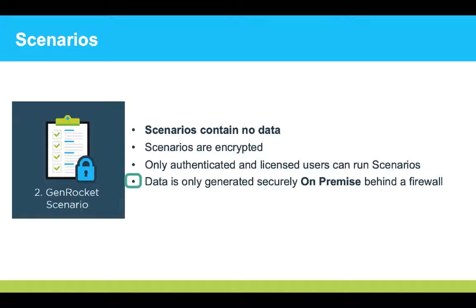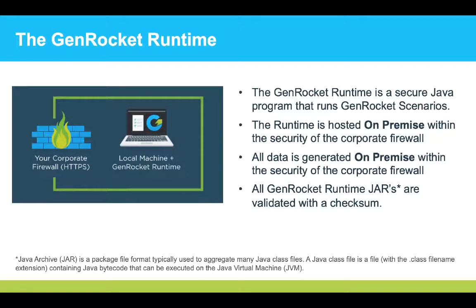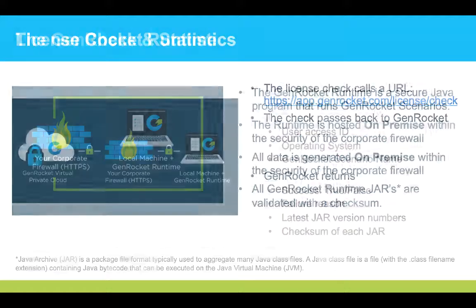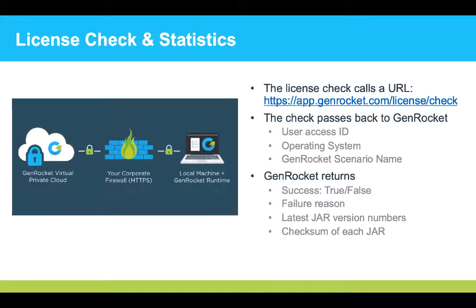The GenRocket Runtime is a secure Java program that executes the encrypted GenRocket scenarios on-premise within the security of the corporate firewall. I want to say this again to be absolutely clear. All test data generation happens on-premise within the security of your corporate firewall, and all GenRocket jars are validated with a checksum. For license checking, the GenRocket Runtime calls a secure URL.